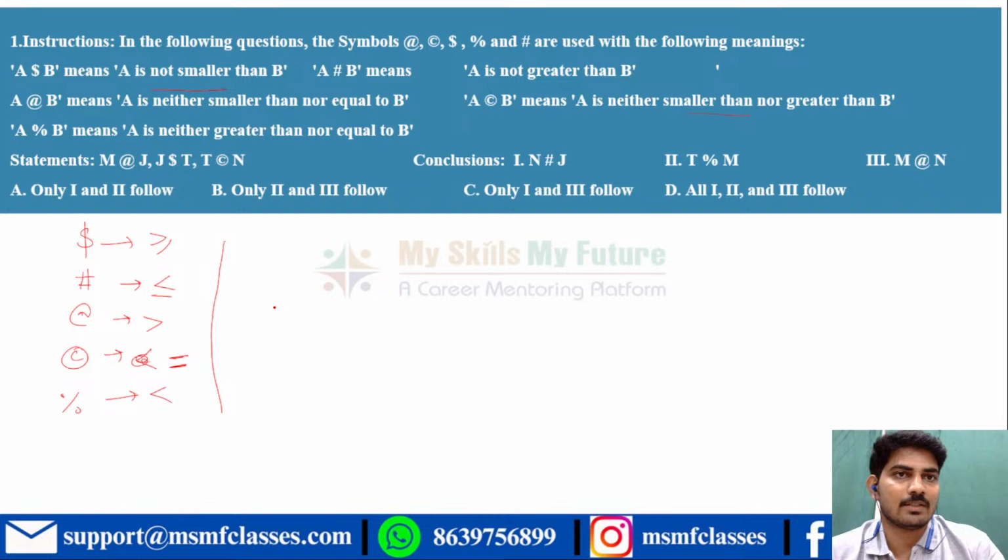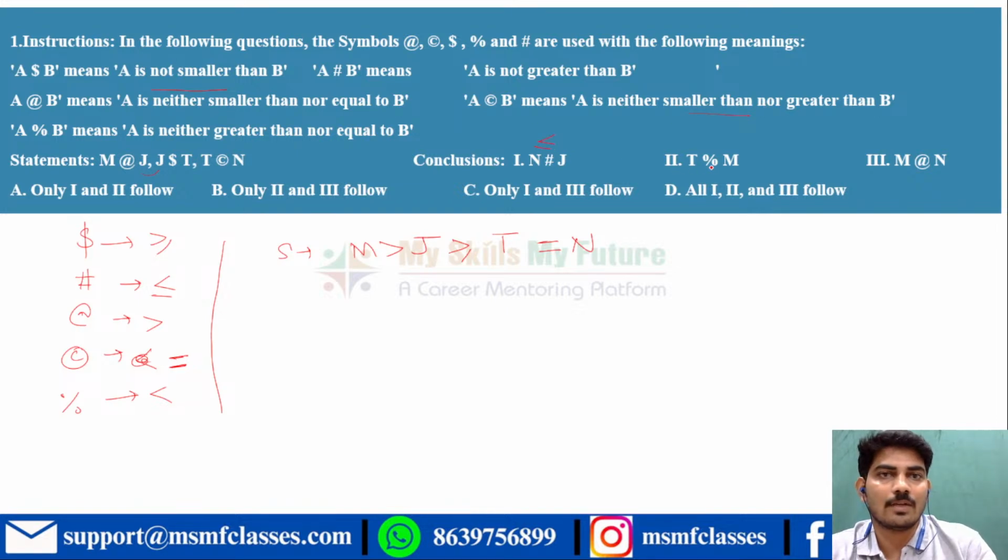So what is the given statement here? The statement is M at the rate J, which refers to M greater than J. Next, J dollar T, so dollar means greater than or equal to T, and care of means equal to N. So this was the given statement for us. Dollar actually refers to greater than or equal to, percentile refers to less than, and at the rate refers to greater than here.